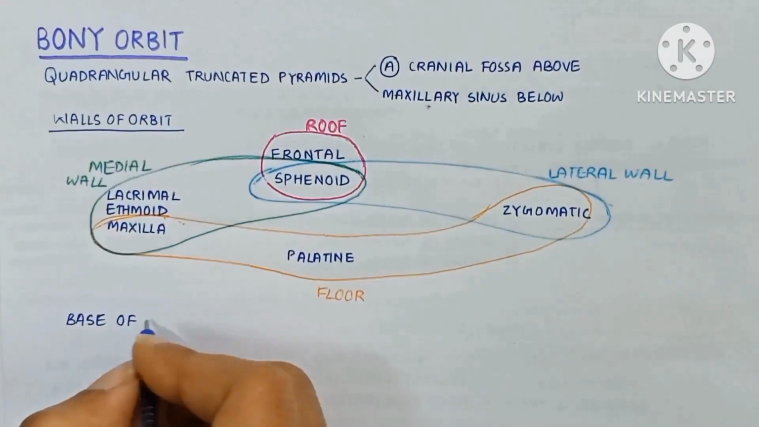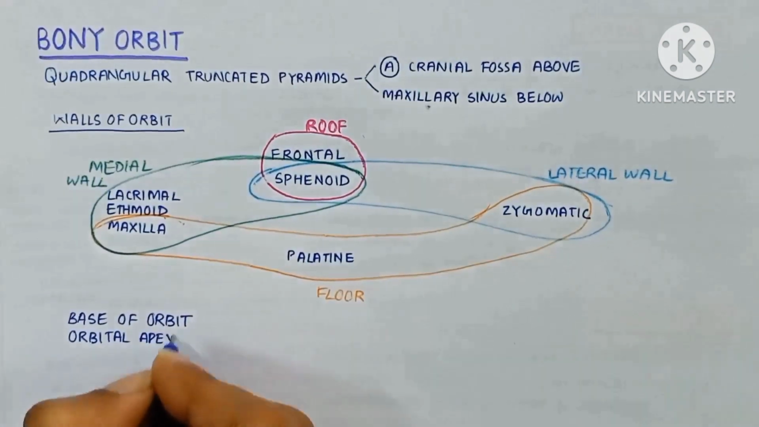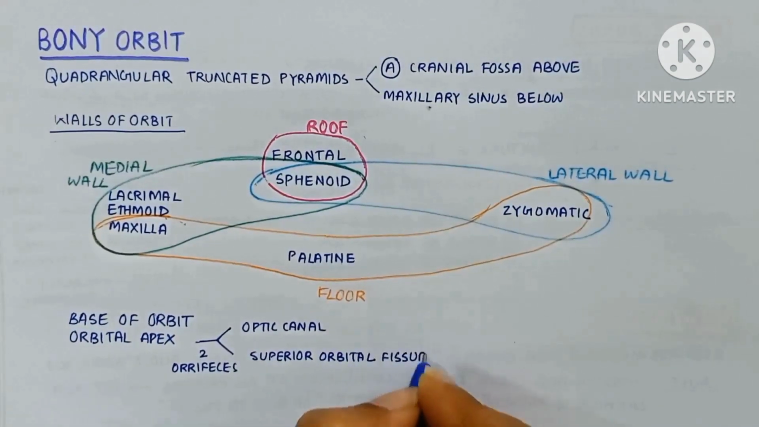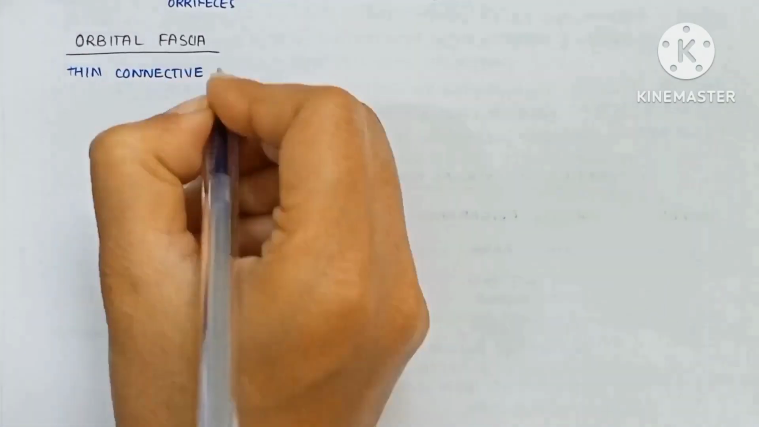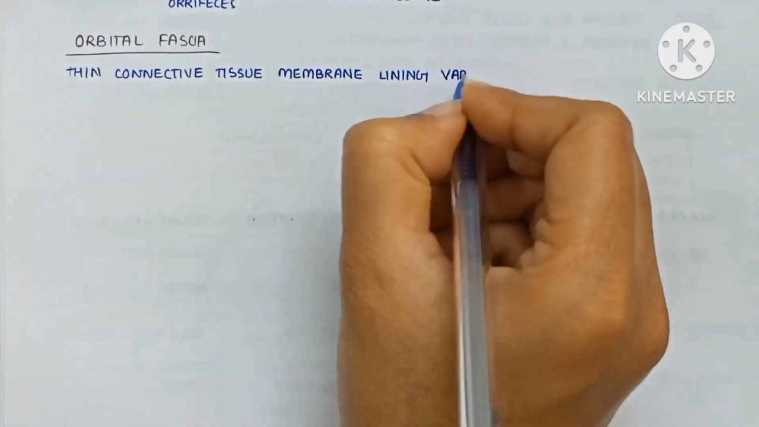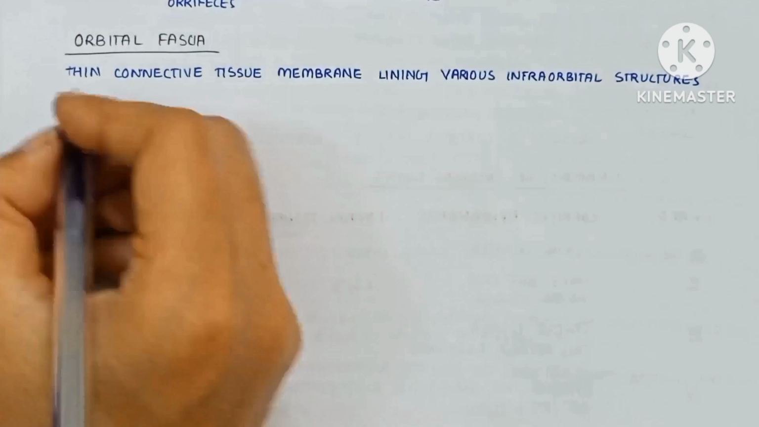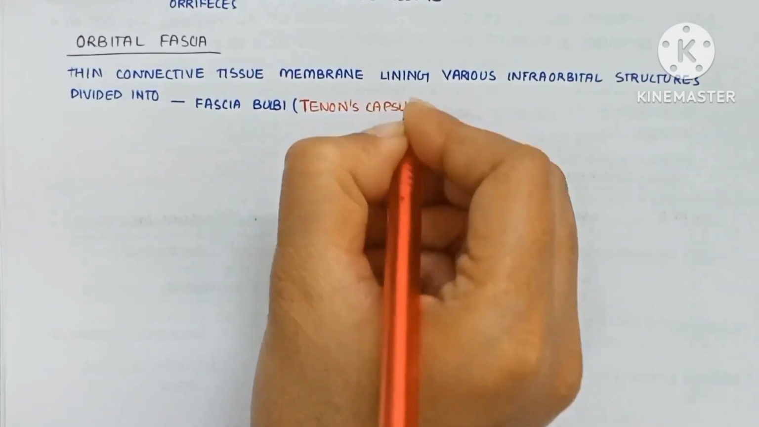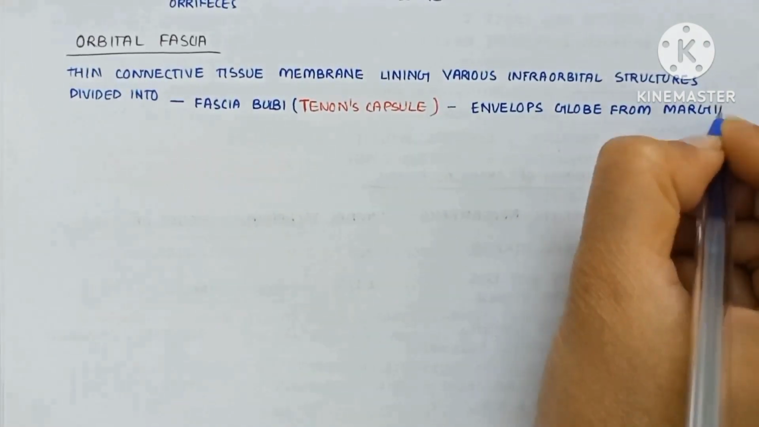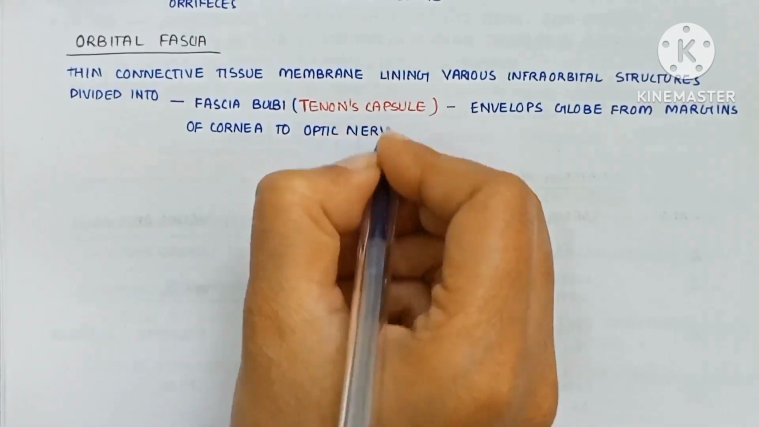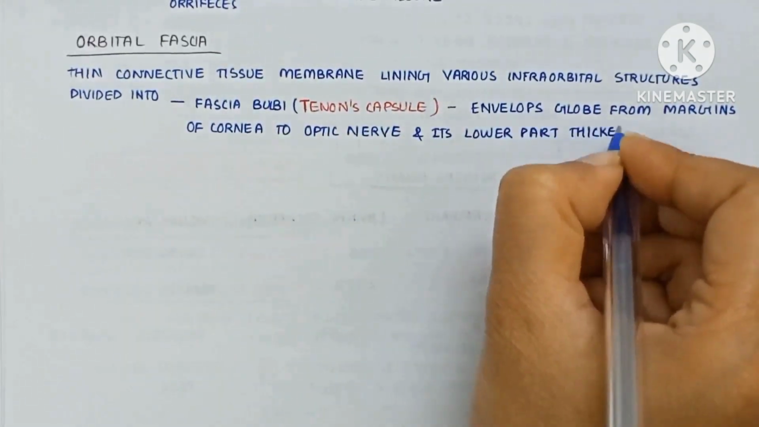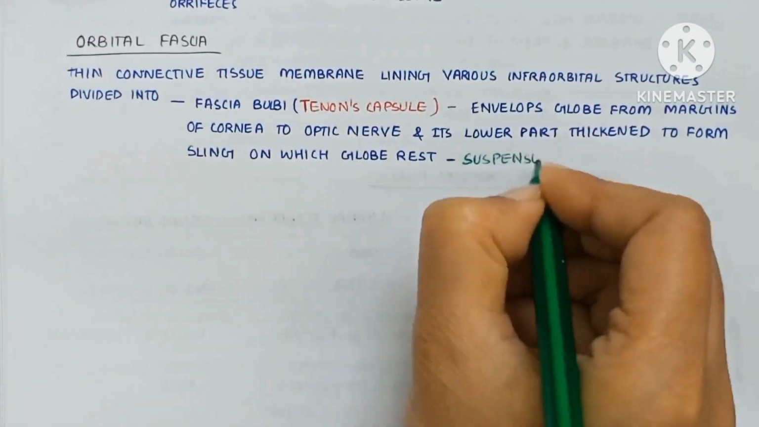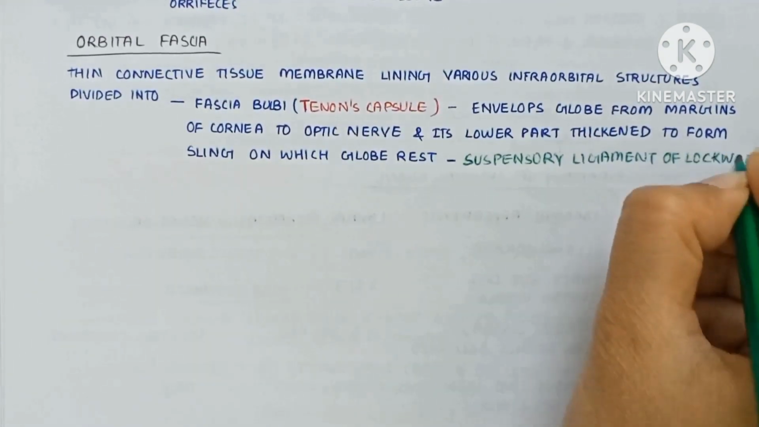The medial wall is formed by the lacrimal, ethmoid, and maxilla, and the floor is formed by the maxilla, palatine, and zygomatic bone. At the back of the orbit is the orbital apex, which has two orifices: the optic canal and the superior orbital fissure. The orbital fascia is the thin connective tissue membrane lining the various intraorbital structures, divided into the fascia bulbi, or Tenon's capsule, which envelops the globe from the margins of the cornea to the optic nerve, and its lower part is thickened to form a sling on which the globe rests, known as the suspensory ligament of Lockwood.